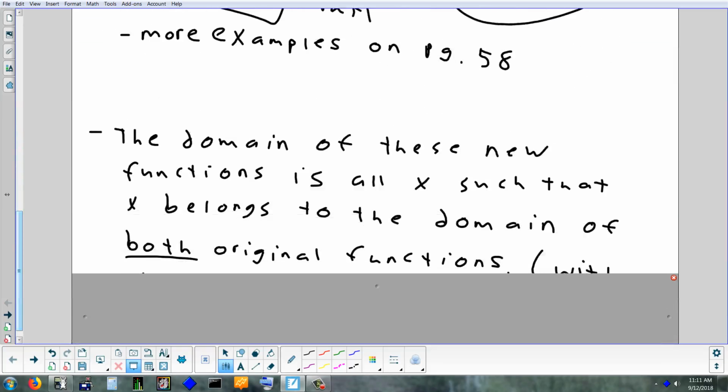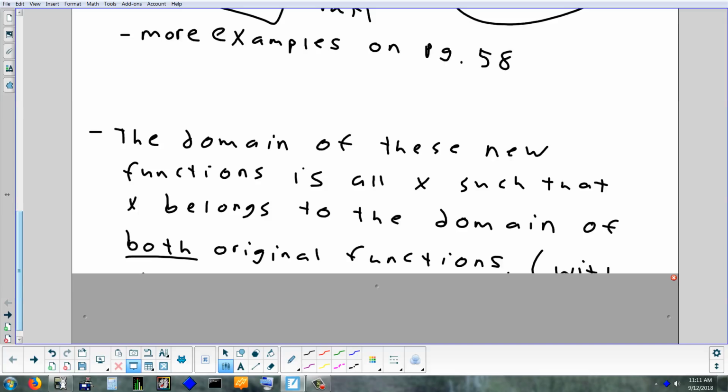So you do that, and then the domain of the new function is all x values such that those x values belong to the domain of both original functions. Okay, we have to pick values that work in both. So in other words, you have to use the more restrictive domain.